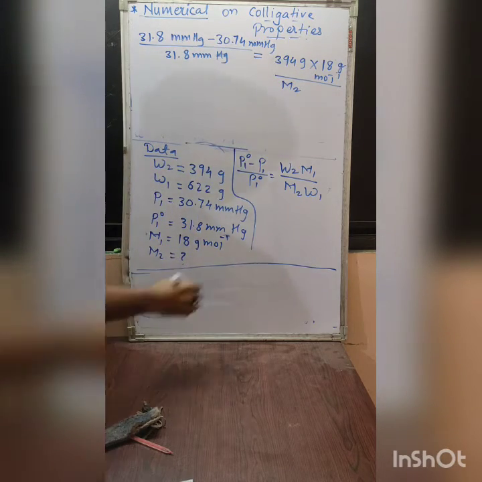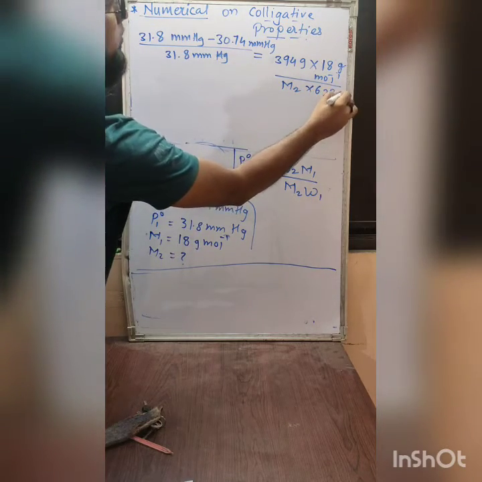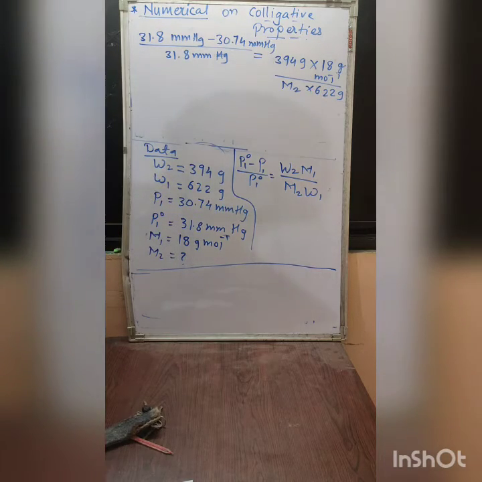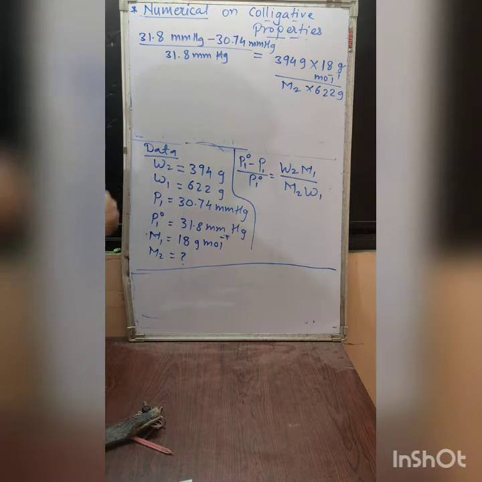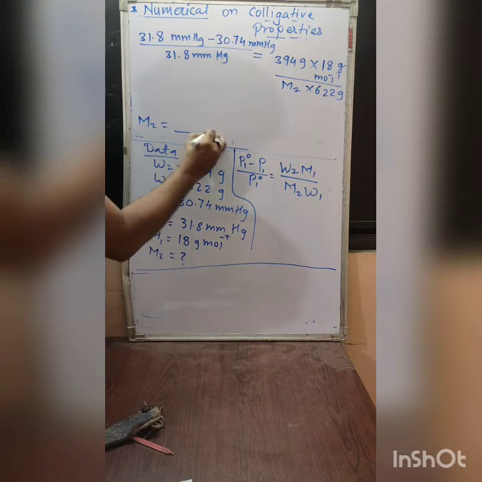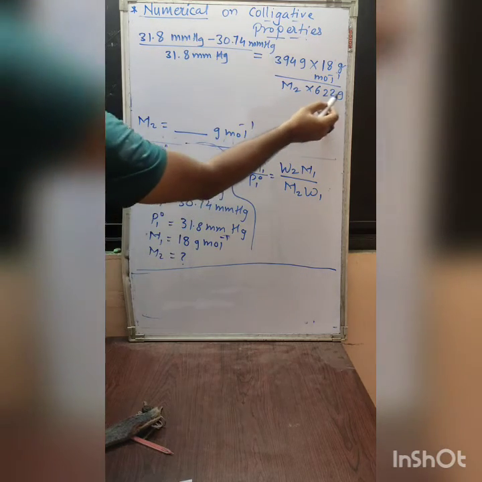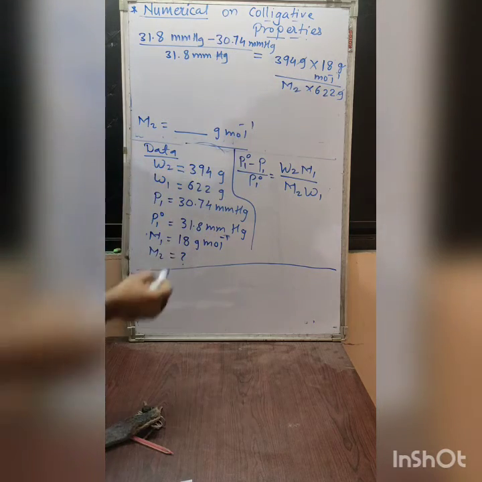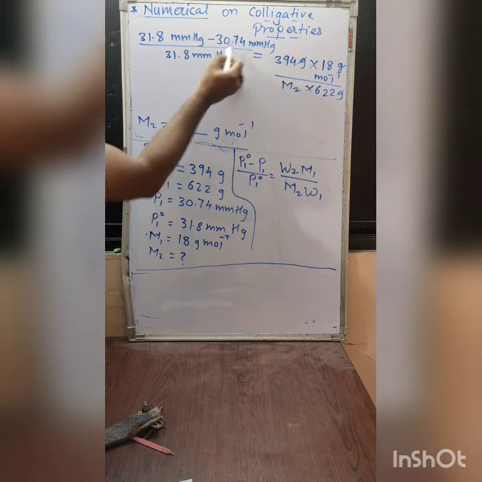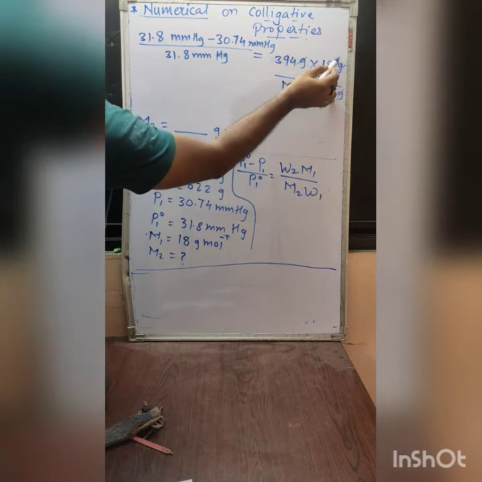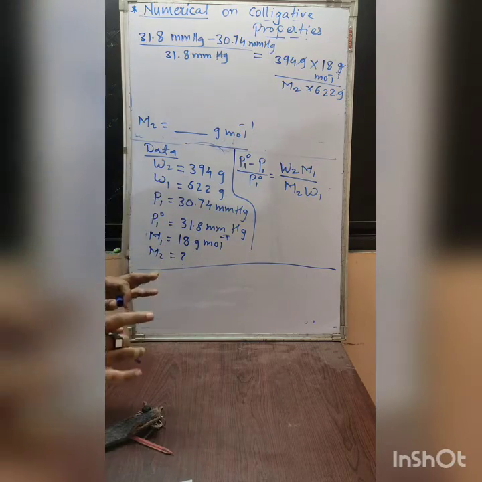And W1 is given, 622 gram. So if we talk about the units, we have to find out the molar mass of solid, and molar mass has a unit of gram per mole. So what happened here? Gram will cancel. The common unit above and below is mmHg, so mmHg upon mmHg will be cancelled. What is remaining? Only gram per mole. So the final answer we get has the unit gram per mole.